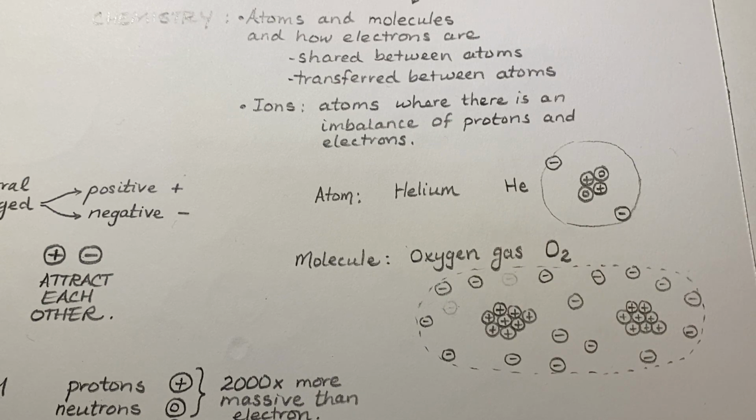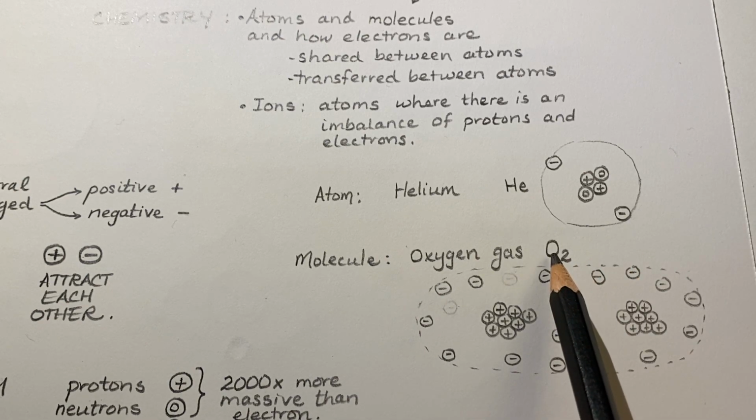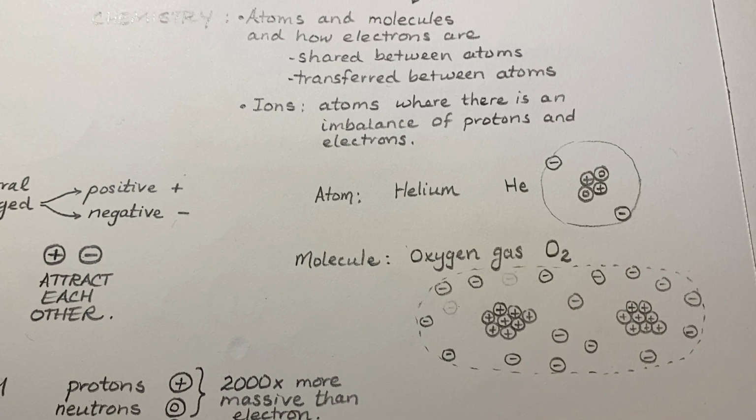Okay. 2, 4, 6, 8, 12, 14, 16. Perfect. Okay. So the take home here is that we have two different atoms, but they are sharing some of the electrons. That then makes both of them more stable.